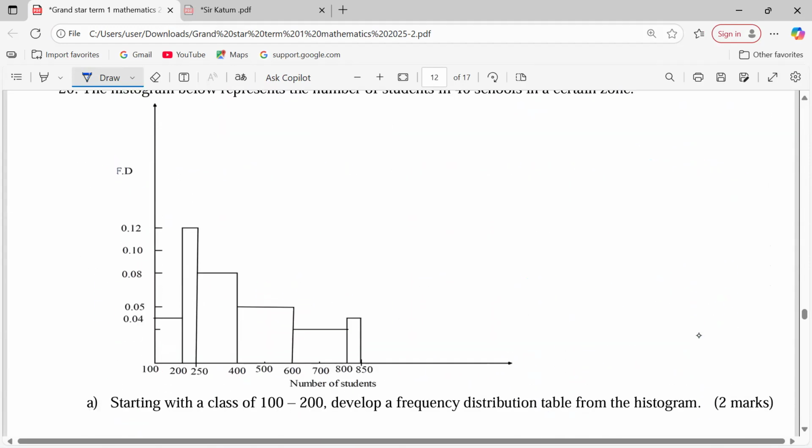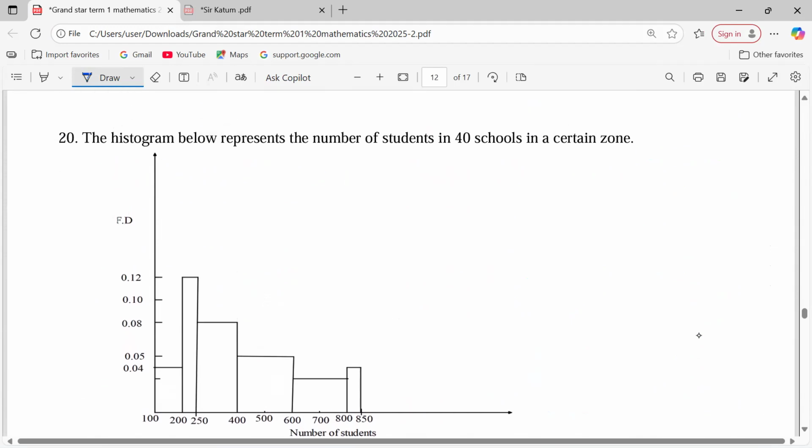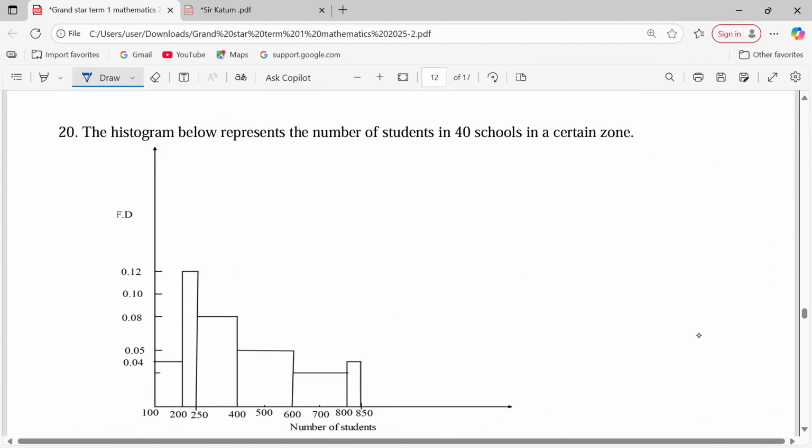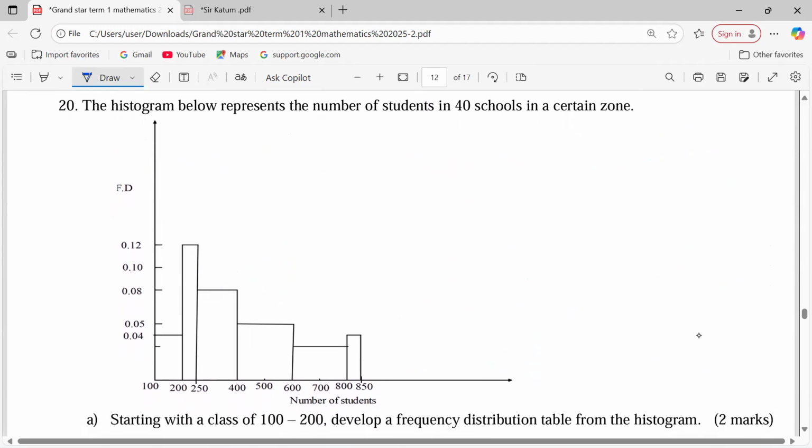We check number 20. Let's check number 20 now. The histogram below represents the number of students in 40 schools in a certain zone.